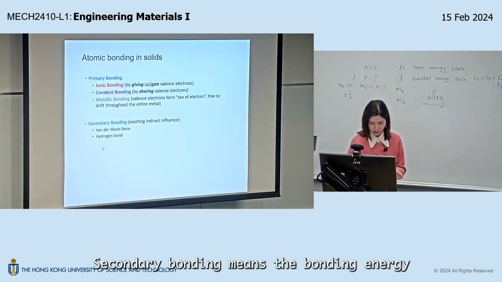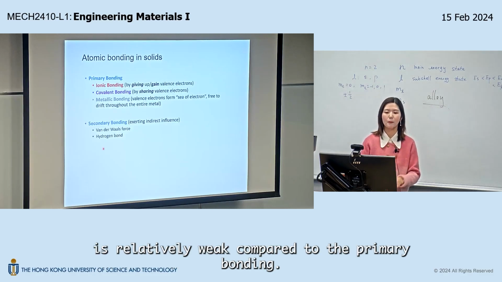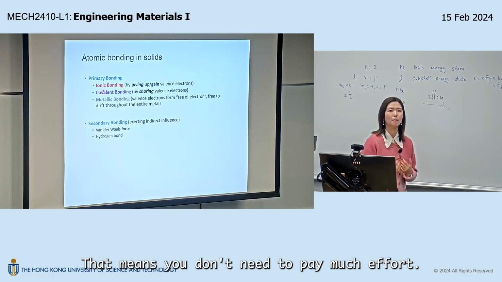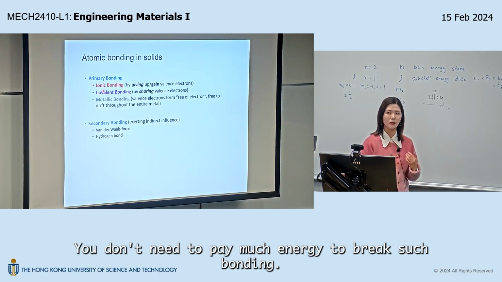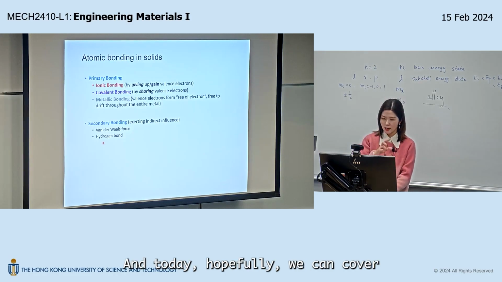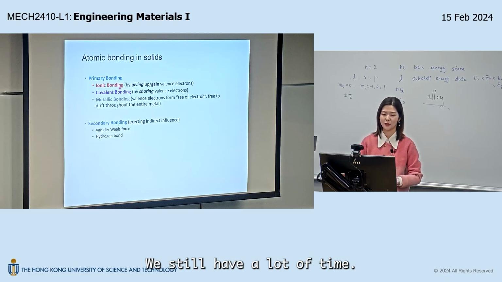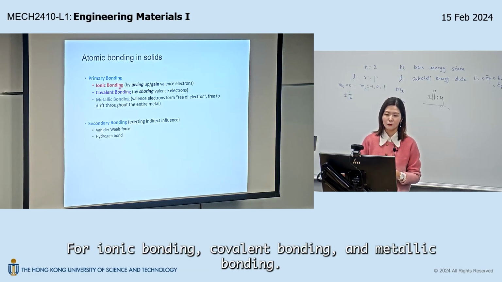Secondary bonding means the bonding energy is relatively weak compared to primary bonding. That means you don't need to pay much effort, or much energy, to break such bonding. So that's the two differences. Today, hopefully, depending on the time, we can cover the three types of primary bonding: ionic bonding, covalent bonding, and metallic bonding. We still have a lot of time.